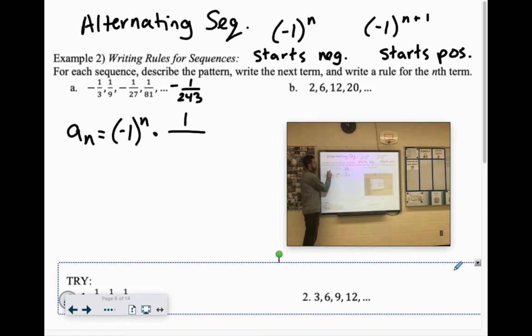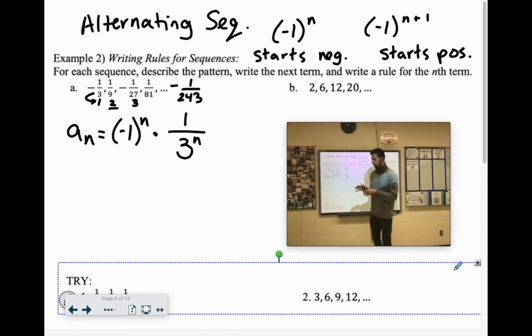So the first term is 1 over 3. So that's like 3 to the first power. Our second term is 1 over 9. That's 3 to the second power. 27 is 3 to the third power. That's also our term number. So we could say 1 over 3 to the n power, because again, n represents the term number. So that's probably the toughest one we have.